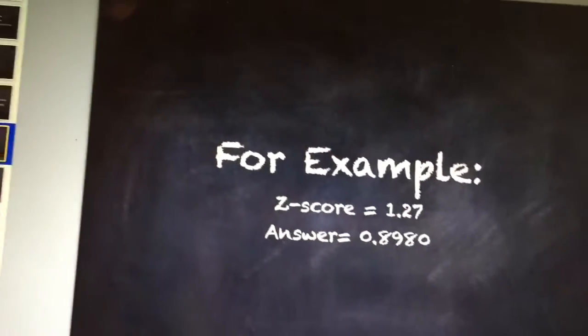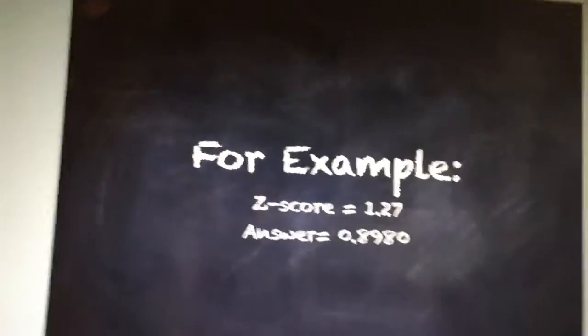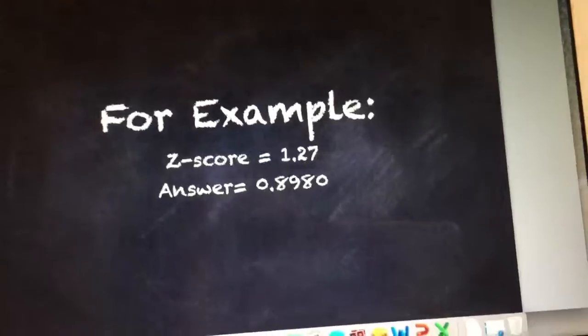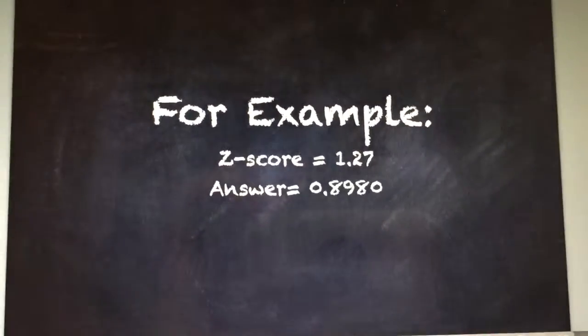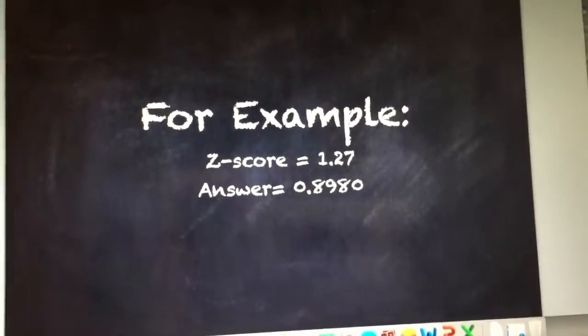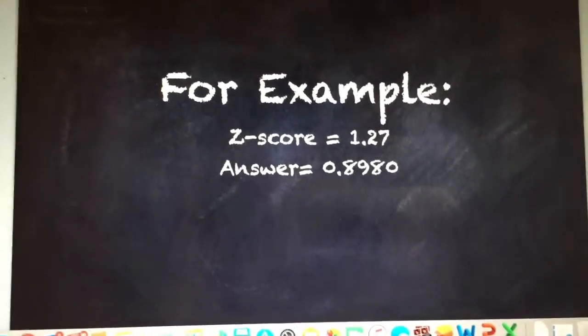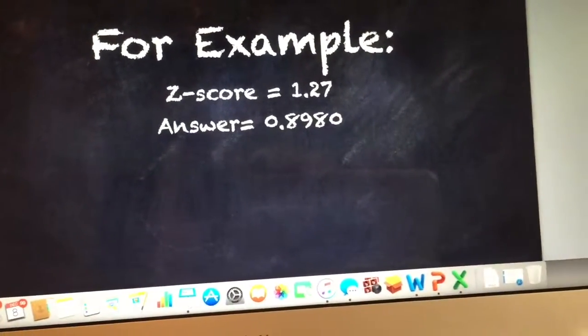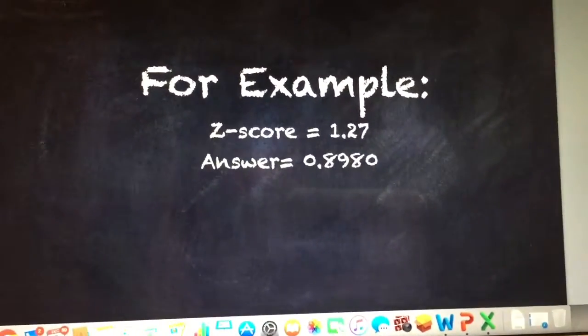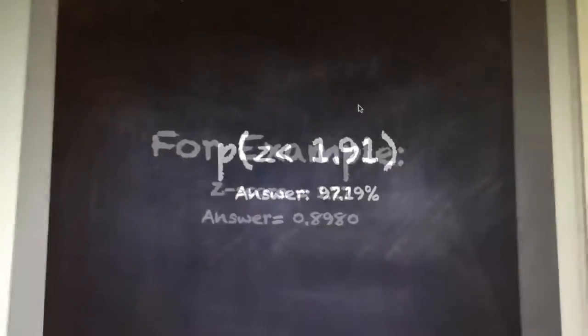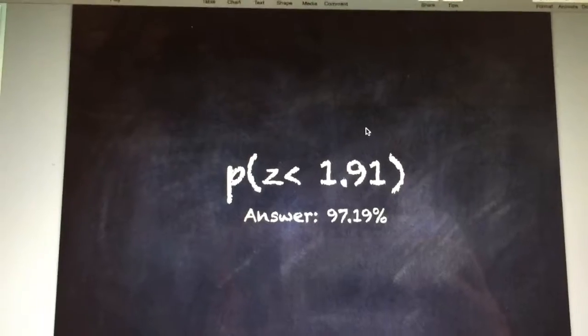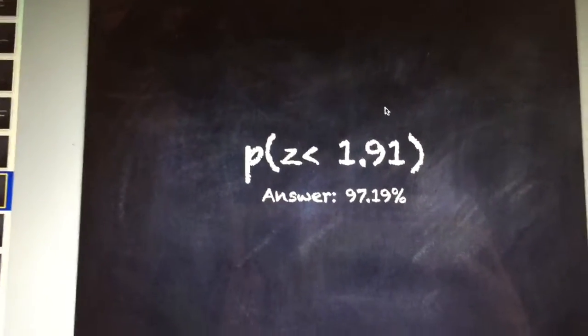So let's try one. If we go to the back of the book and look at 1.27, we go down 1.2, go over to 0.07, and we should get 0.8980.